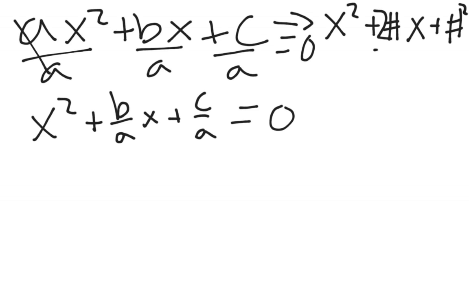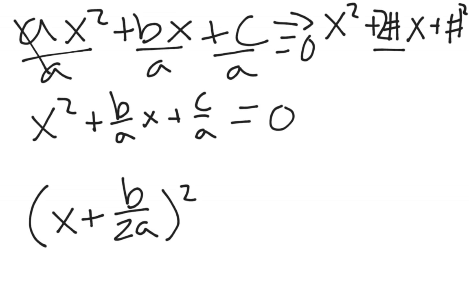Now I notice I want 2 times a number here. So that means that (b/a)x needs to be 2 times a certain number. So I have (x + b/2a)^2. And now notice 2 times this term will give me that term. I just use some logic to get there.